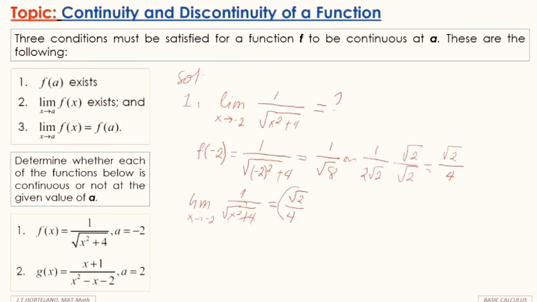So, etong dalawang, ito, tsaka ito, the f of a exists, the limit of f of x as x approaches a exists, and definitely the third condition will be satisfied. Okay? So we can say that this function is continuous at a is equal to negative 2. Now you can try to sketch the graph. You can sketch the graph of this function.